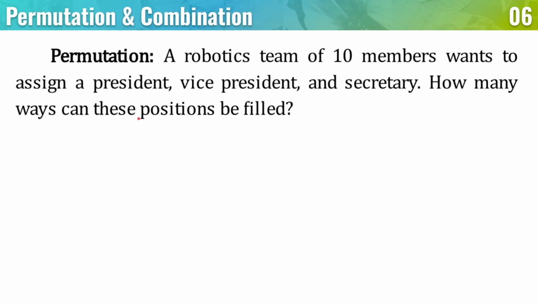The keyword for permutation is positions. Usually for permutation, you want something that needs an order. For example, president, vice president, and secretary has a specific order of people. So you can list them using the method we showed earlier. That is 10 times 9 times 8.